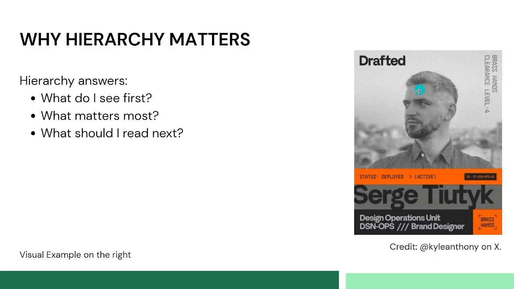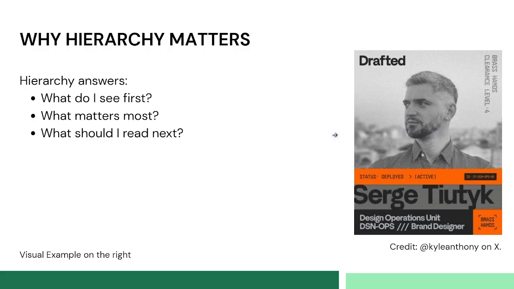Looking at this, I personally saw the image of this person in this poster first, before I even looked at the draft at the top. So the designer might be trying to point our attention to the person in the image on the flyer. His name is Serge Trick, and the credit also goes to Kyle Anthony on X. And now we have the draft at the top. So basically, this image is the focal point of this design, because it's the part that gets the most attention.